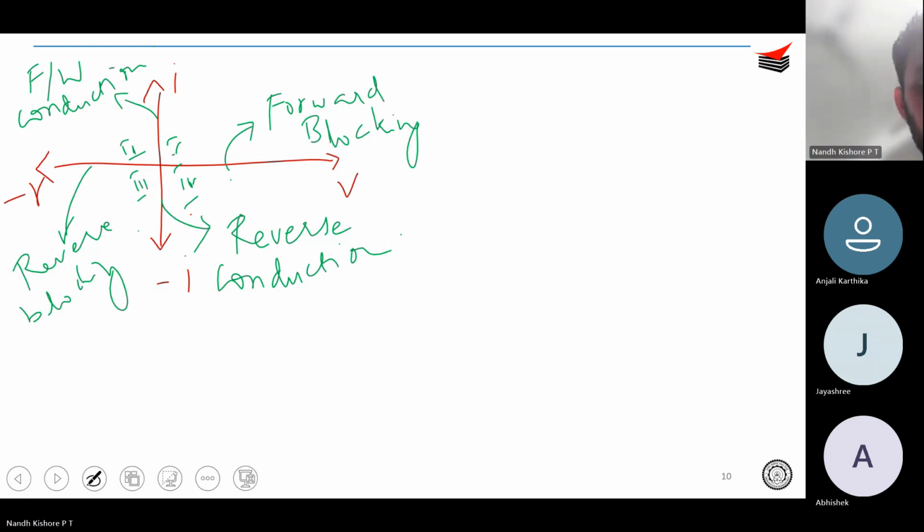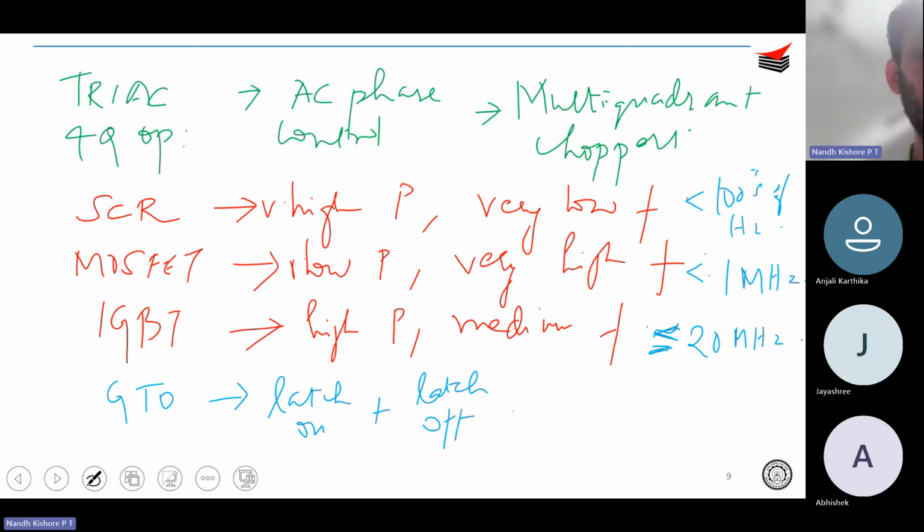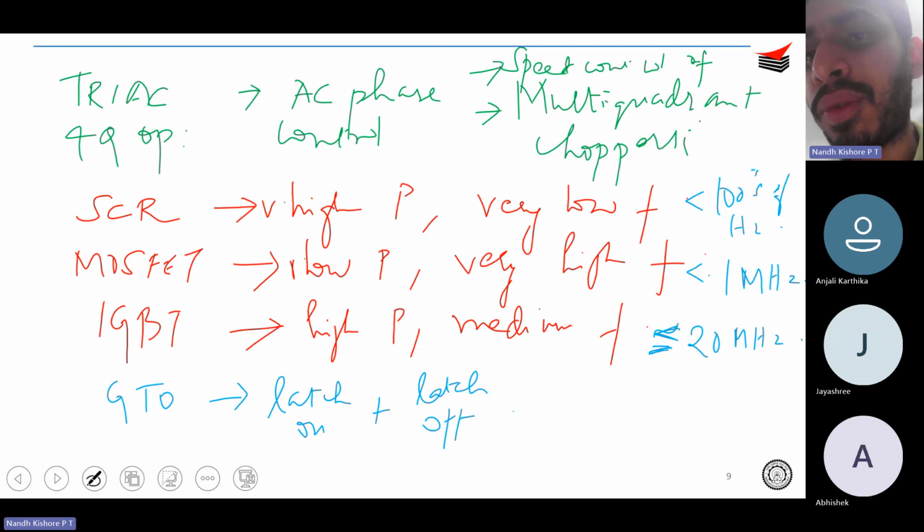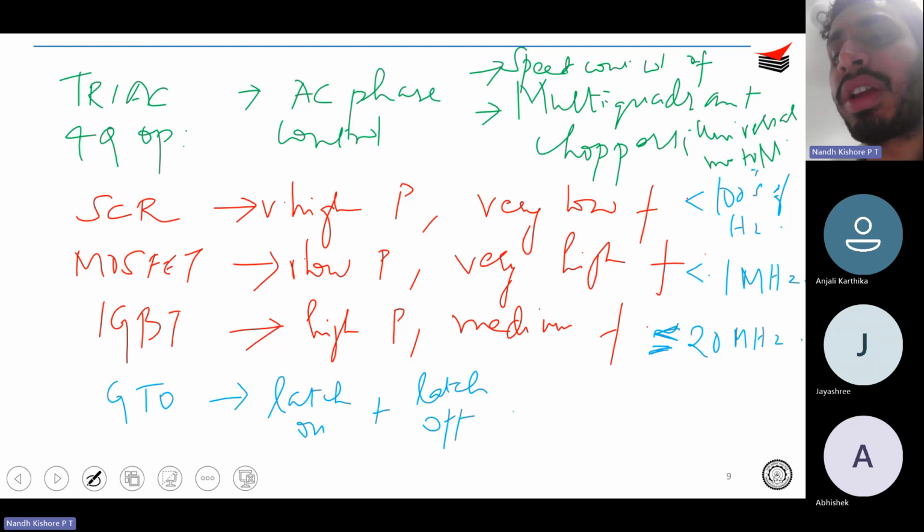One more thing we saw was that because TRIAC has a four quadrant operation, it can be used for AC phase control, multi quadrant choppers, or it can also be used for speed control of what are known as universal motors. I guess we saw this problem in the previous lecture as well. TRIAC can be used for speed control of universal motors.